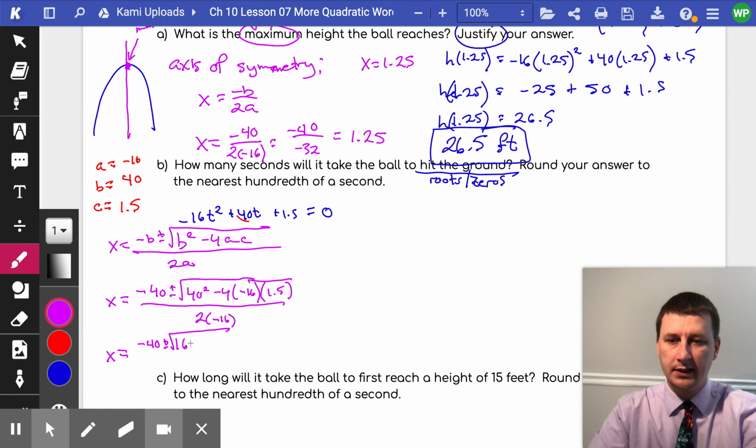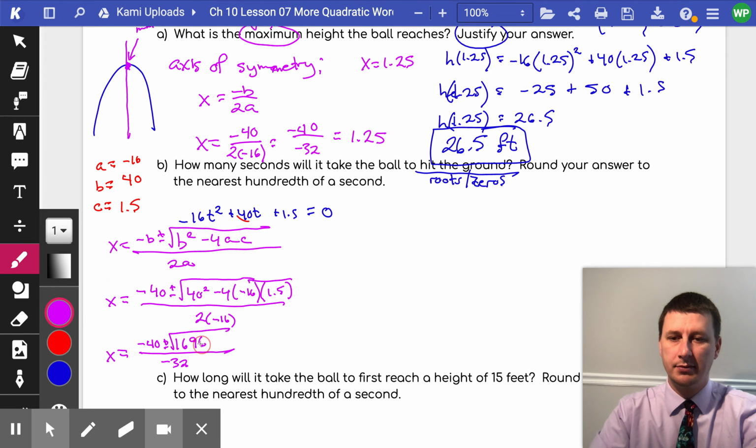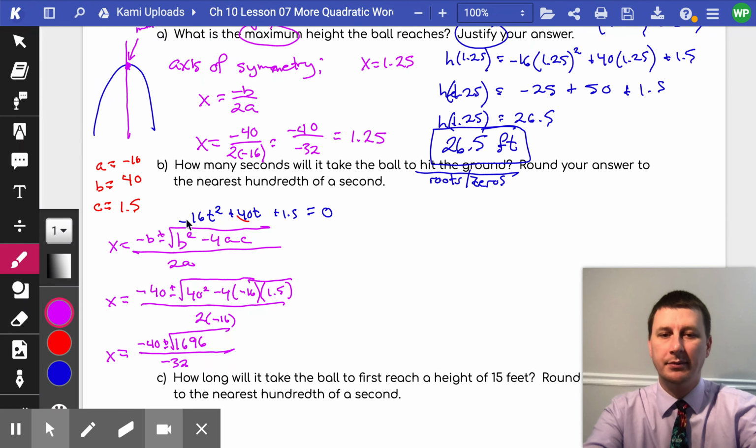So we're going to have 1600 minus negative 96. So minus negative will make it a plus. So that's actually going to be 1696 inside those parentheses, and divided by negative 32. So yeah, we'll actually change that right here just to make it neater. 1696. That's 1600 plus 96 right there. Thank goodness we don't need to simplify that radical. It says that we are allowed to express our answer as a decimal.